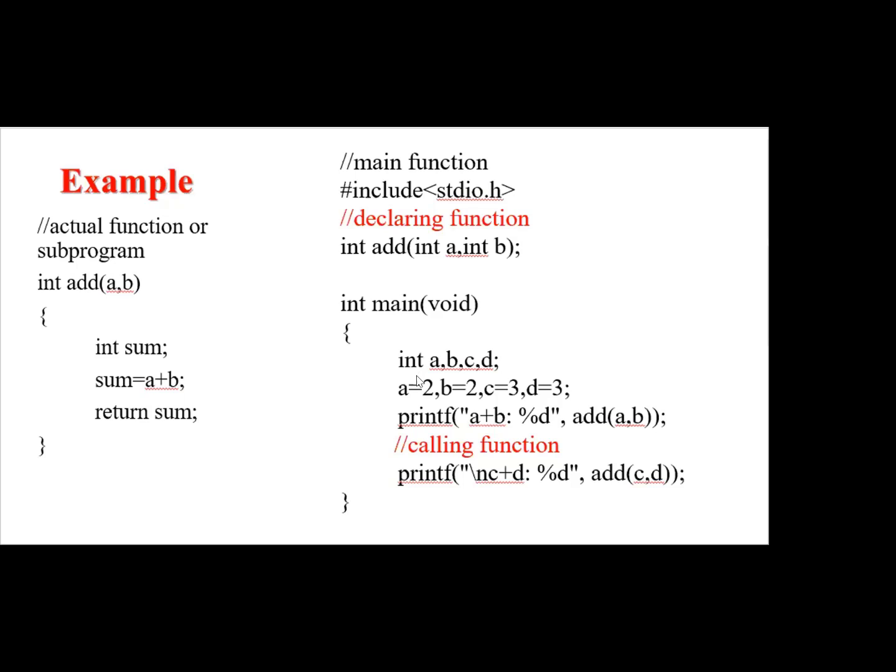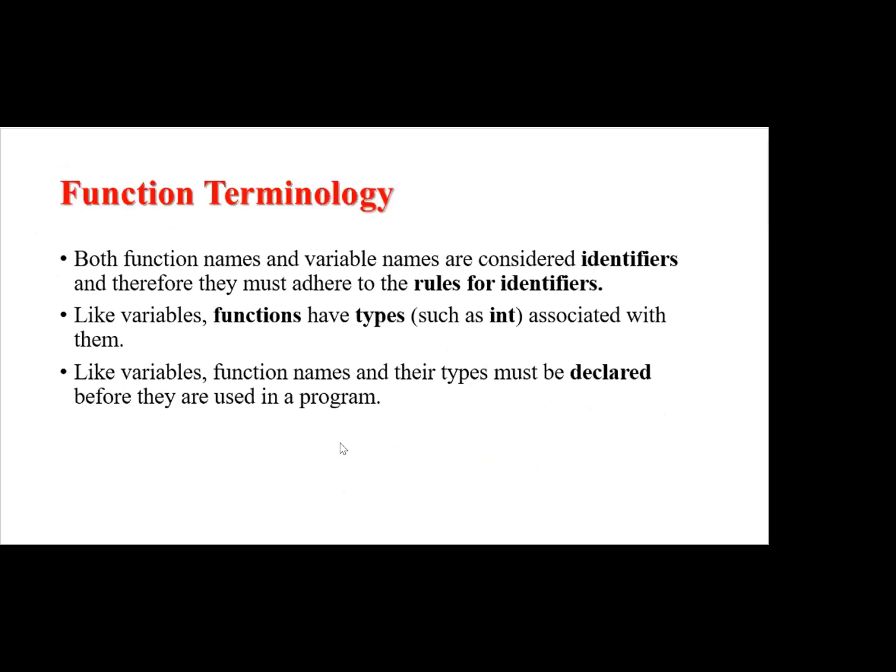The same applies to the function also. Before you call a function, the function has to be declared. At the start, right after the include of stdio, you can declare a function. Or if you're declaring within the main function, then you have to declare it there: int add(int a, int b), and then call the function. So a function has to be declared before it is called. These are some of the rules that we have to keep in mind.